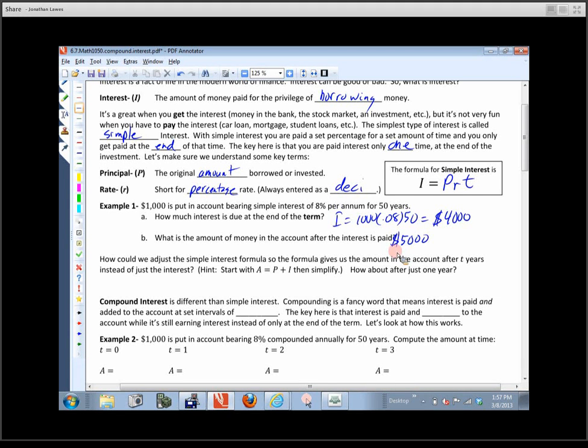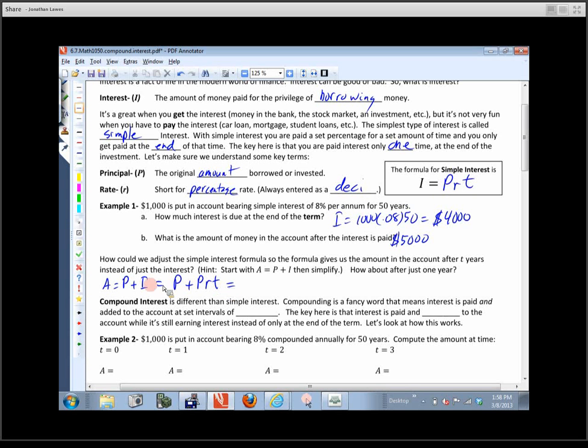How could we adjust the simple interest formula so the formula gives us the amount in the account after T years instead of just the interest? So what we could do is we could start with something like this. We could say the amount is going to be the principal plus the interest. And what was the formula for the interest? PRT, right? So I get the original money back plus the interest, and the interest is PRT.